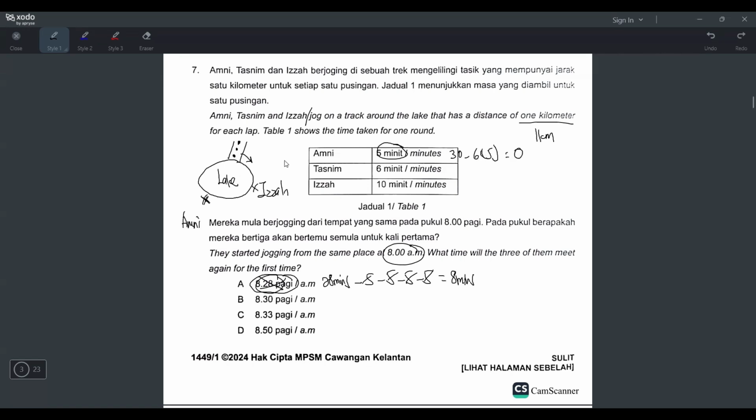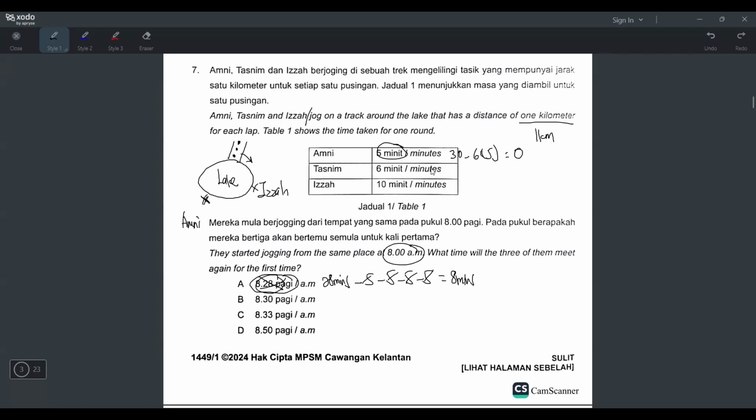What it means is, after 30 minutes, Amni already completes 6 rounds, because one round took her 5 minutes. So if 30 minutes is 5 minutes, 5 minutes, 5 minutes, 6 times. So after 8:30, she already completed 6 rounds, right?